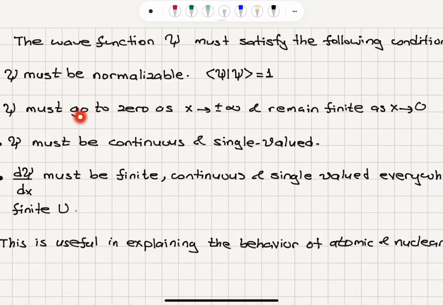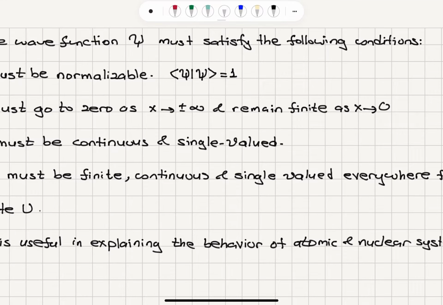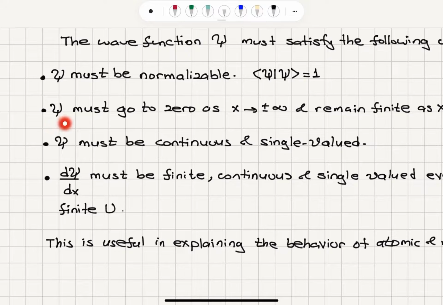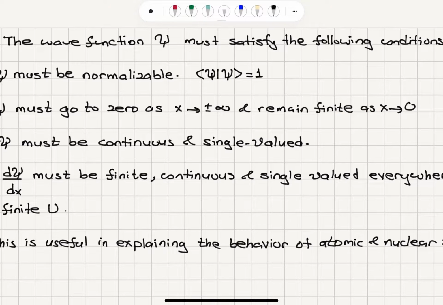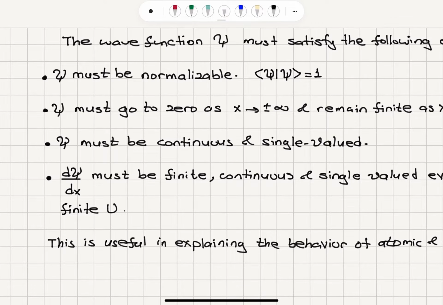The wave function must go to 0 as x goes to plus or minus infinity and remain finite as x goes to 0. So the wave function should not blow up. It should approach 0 as x goes to plus or minus infinity and must remain finite as x goes to 0. So we need a normalizable, finite wave function which decays to 0 as x goes to plus or minus infinity. The wave function must be a continuous function and single valued.